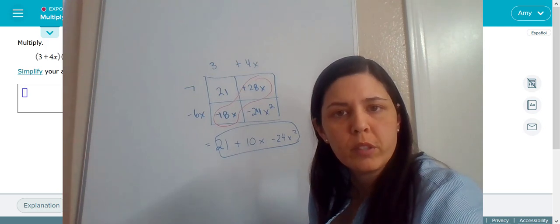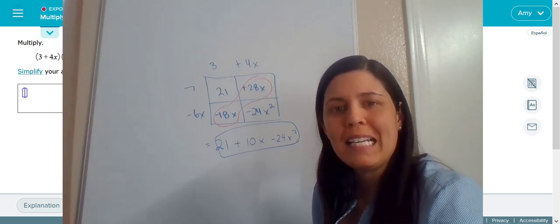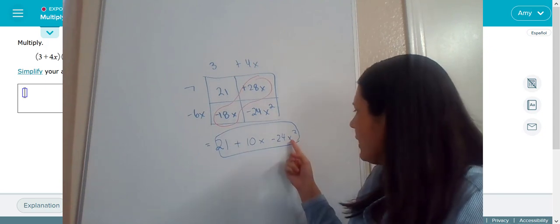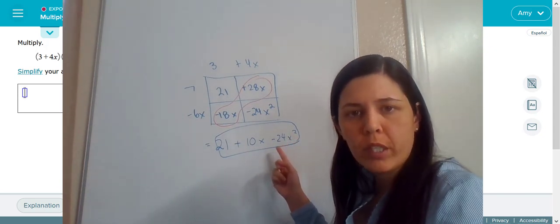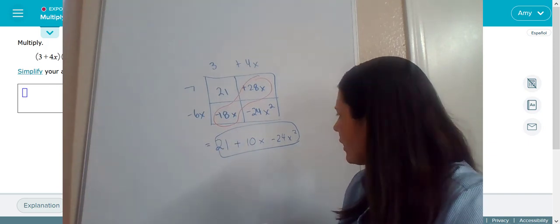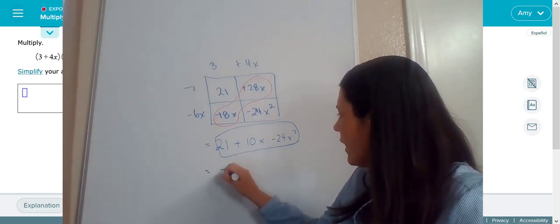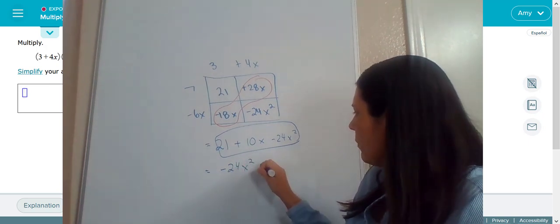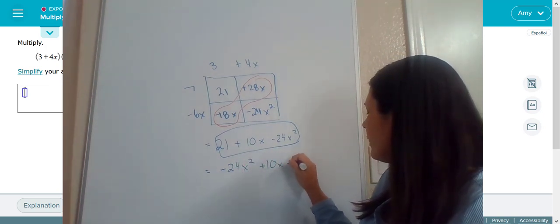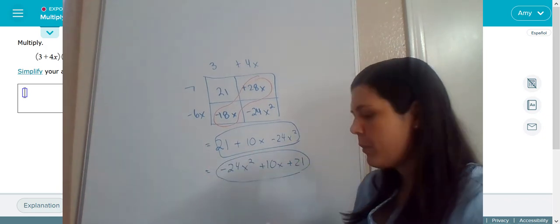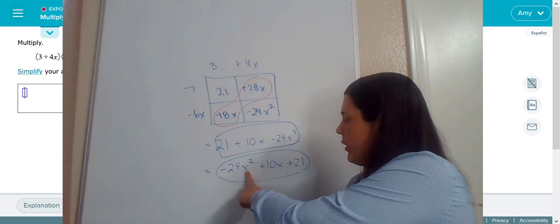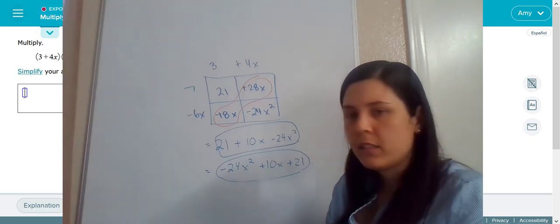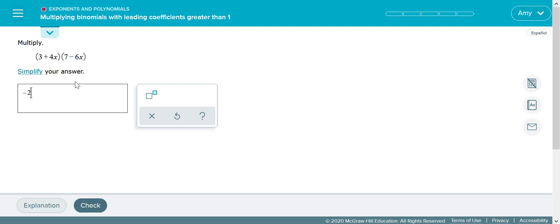So a lot of times what we do with our polynomials is we write them in descending order. What that means is you start with the highest exponent on your variable, and you make that first, and then you go down with the exponents. So I'm just going to rewrite this. This is negative 24x squared, positive 10x, and then positive 21. Okay, this is the version I'm going to use. So highest exponent on x, the next highest, and then all the way down to x to the 0 power. So type this in, negative 24x to the second power plus 10x plus 21.